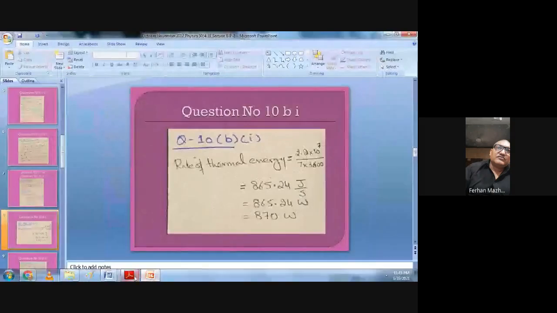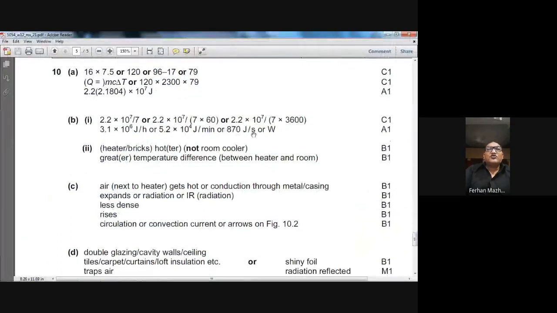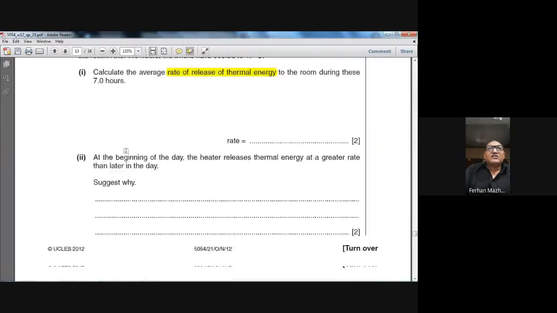Hopefully it's clear to you. Let me check the marking scheme. So here you can see 870 joules per second, or watt, is the right answer. Okay, so let's move to the next question.